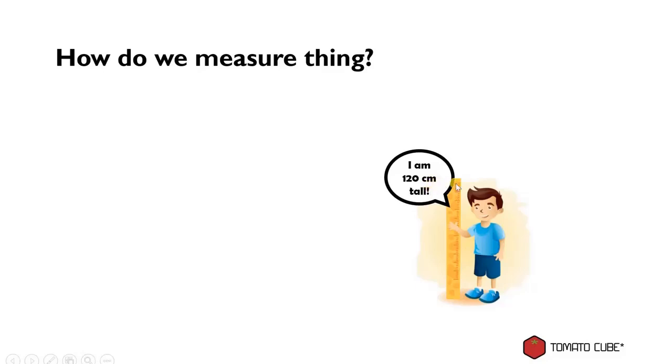So cm is a type of measurement. cm stands for centimeter. That's what we use over here in Malaysia to measure our height. In some countries, you might be using a different measurement system. For instance, in the United States, you might be using inches or feet to measure height. So this is how we measure a human height.